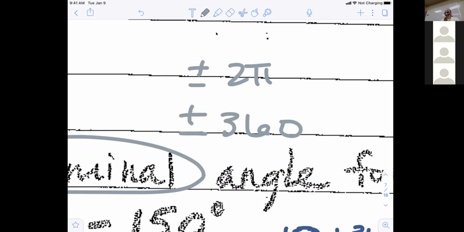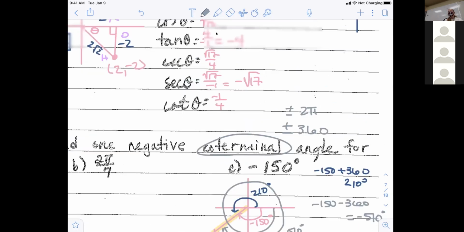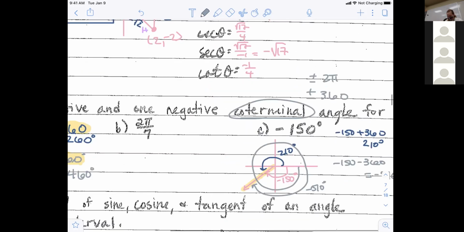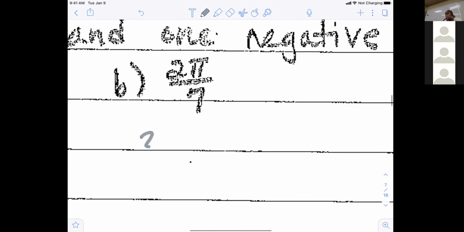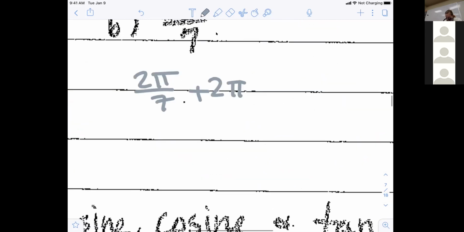2 pi. So you guys knew 360 and 2 pi go together. Perfect. If you didn't know that, let's start knowing that. So instead of doing plus or minus 360, I'm now doing plus or minus 2 pi. So I'm going to do 2 pi over 7 plus 2 pi, and I'm doing 2 pi over 7 minus 2 pi.